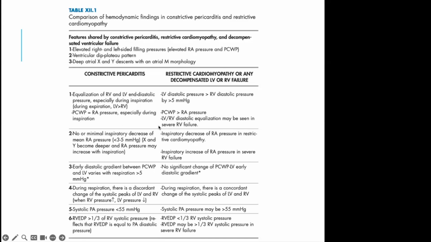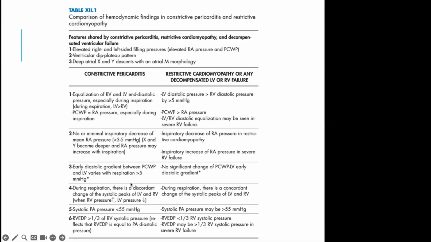With restrictive cardiomyopathy, as we mentioned, your intrathoracic and intracardiac chambers are still associated, so they will see the negative pressures when you inspire. As a result, you don't get the Kussmaul sign. With severe RV failure, you actually do get a positive Kussmaul sign, because the inspiratory increase in RA pressure can be seen with severe disease.